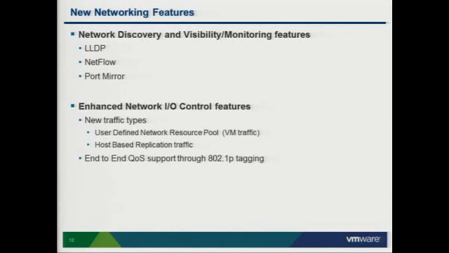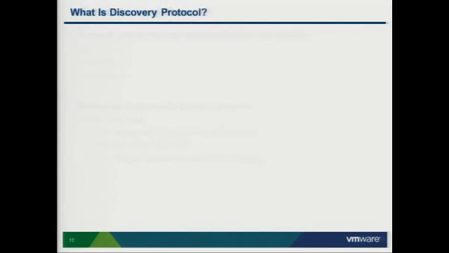Also, we support end-to-end quality of service, which is 802.1p tagging. So it's not enough to provide quality of service or traffic management on your platform. It is important that you carry that priority out on the physical infrastructure, because congestion could occur in your physical infrastructure as well. So if you have some important traffic types, you should make sure that you tag the traffic. And we have this layer 2 tagging capability now, which allows you to prioritize your traffic types. And I'll talk more about that later in the presentation.